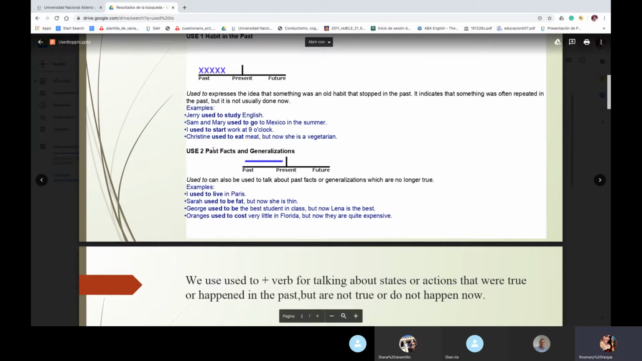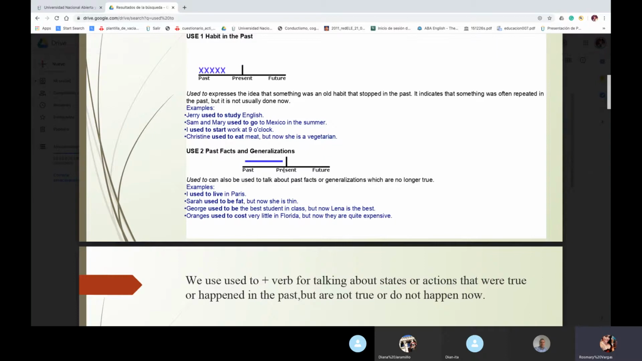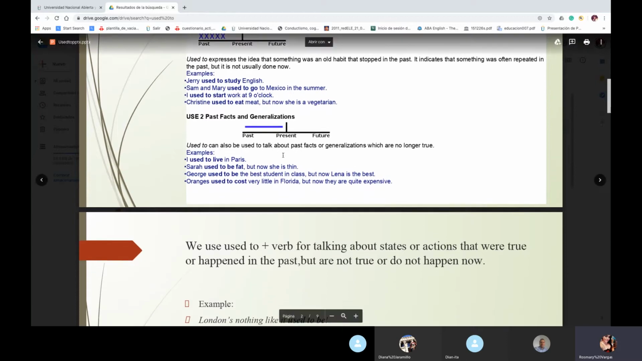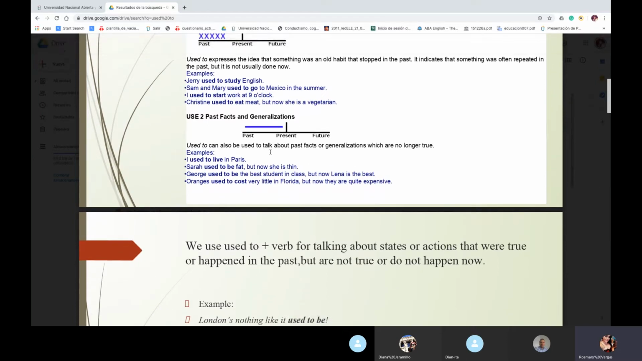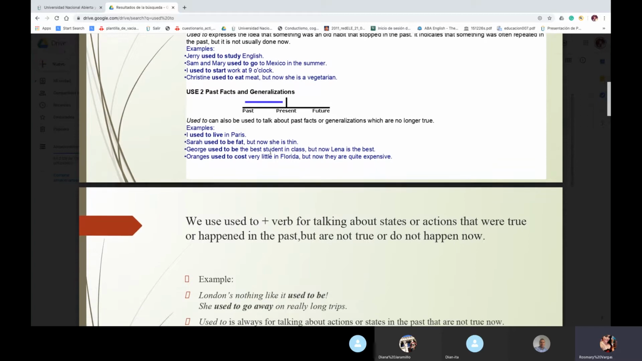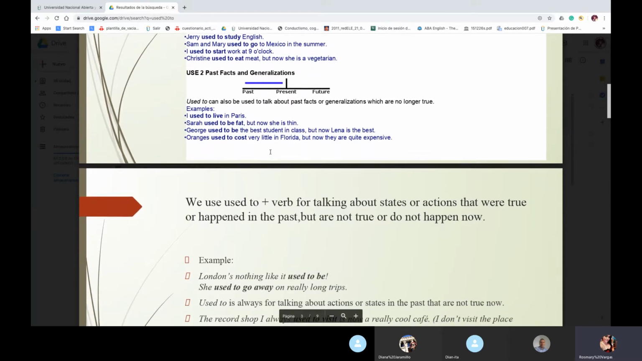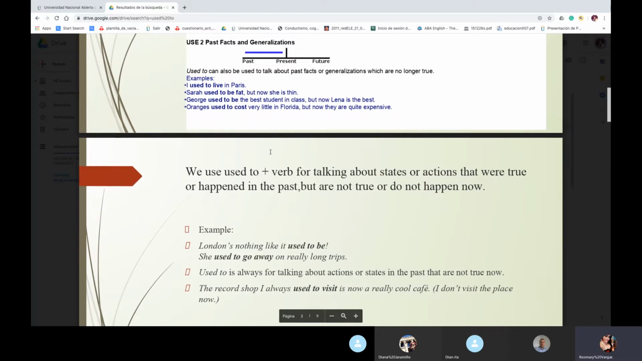Also, we have "used to" for past facts and generalizations. Again, they vary: the present, the future, and the past. "Used to" can also be used to talk about past facts or generalizations which are no longer true. For example, I used to live in Paris. Sarah used to be fat, but now she's thin. George used to be the best student in the class, but now Lena is the best. Oranges used to cost very little in Florida, but now they are quite expensive.